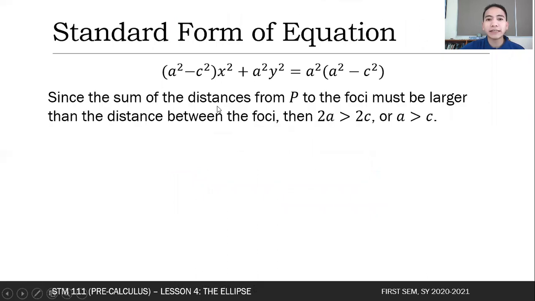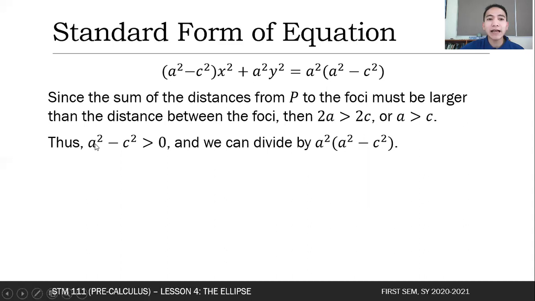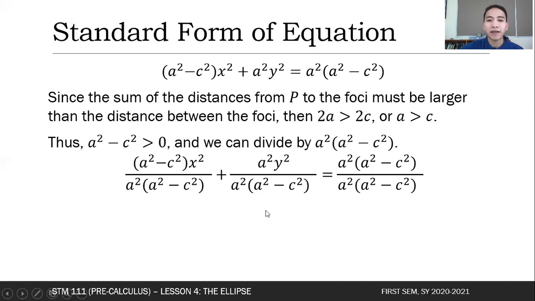Since the sum of the distances from P to the foci must be larger than the distance between the foci, then 2A must be greater than 2C. Or A must be greater than C. Thus, dahil mas malaki ang A sa C, ibig sabihin ng A squared minus C squared ay positive, greater than 0. Dahil positive ang A squared minus C squared, pwede na natin i-divide lahat ng terms by A squared times A squared minus C squared. Okay? So if we divide, ito yung magiging result.